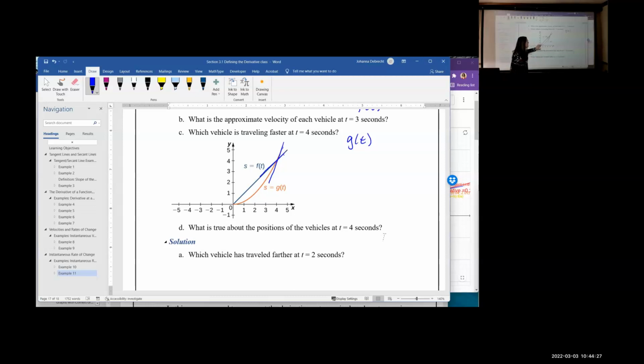Now, keep in mind, this is not the path that the cars are traveling. The cars are going on a flat road. And this just represents the distance with respect to time.